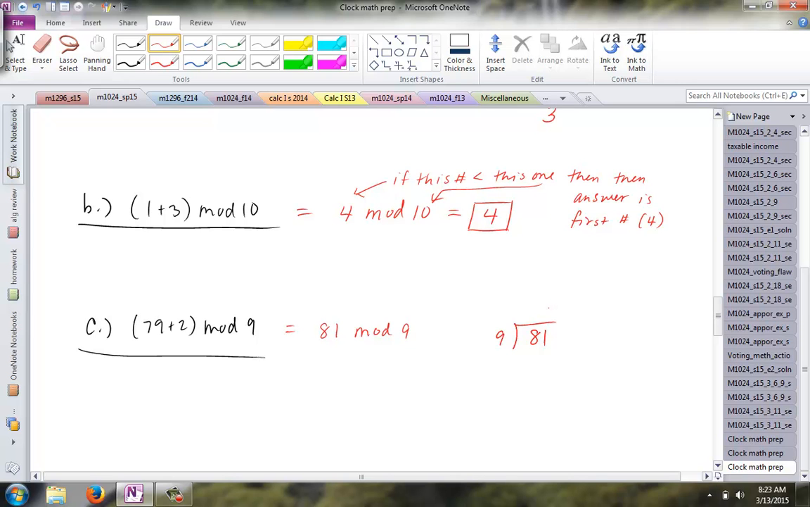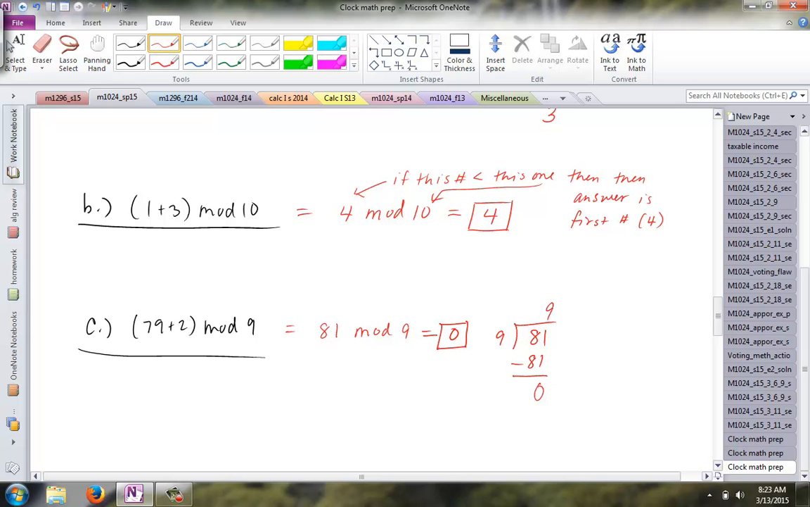So let's think about it. It's like kind of a common answer. 9 times what equals 81? 9. Good, okay. So then, what is the answer to this? 0. That's right.